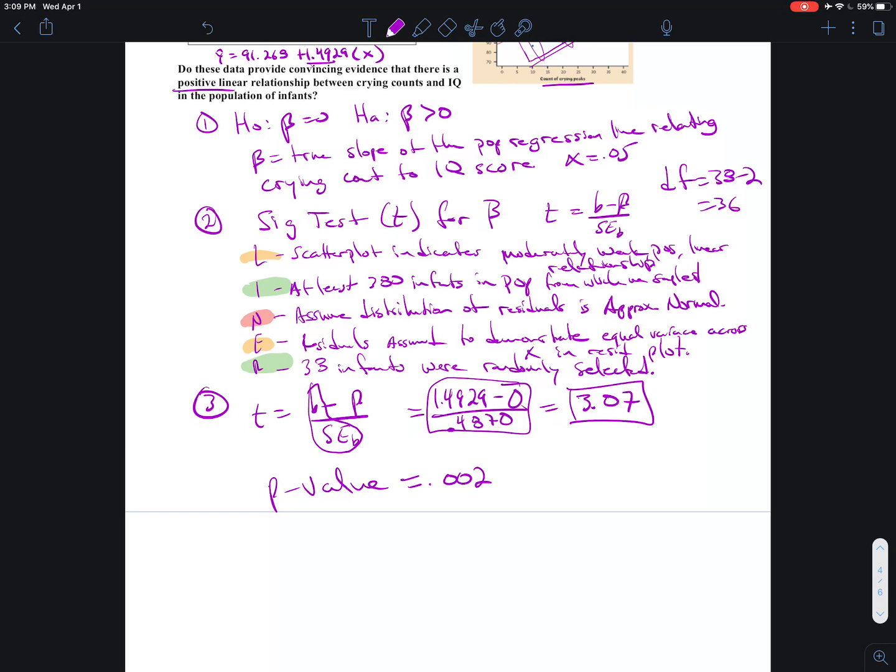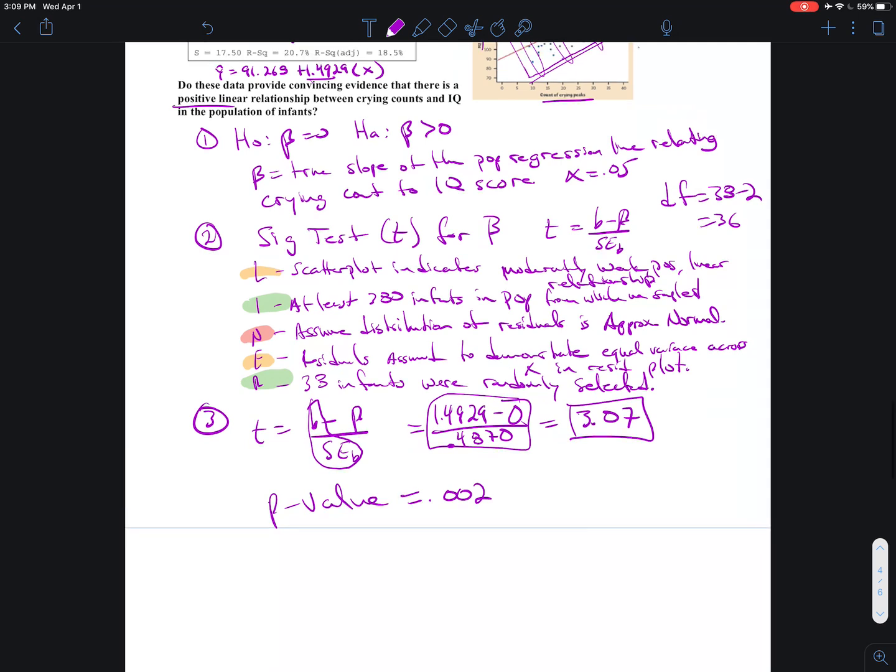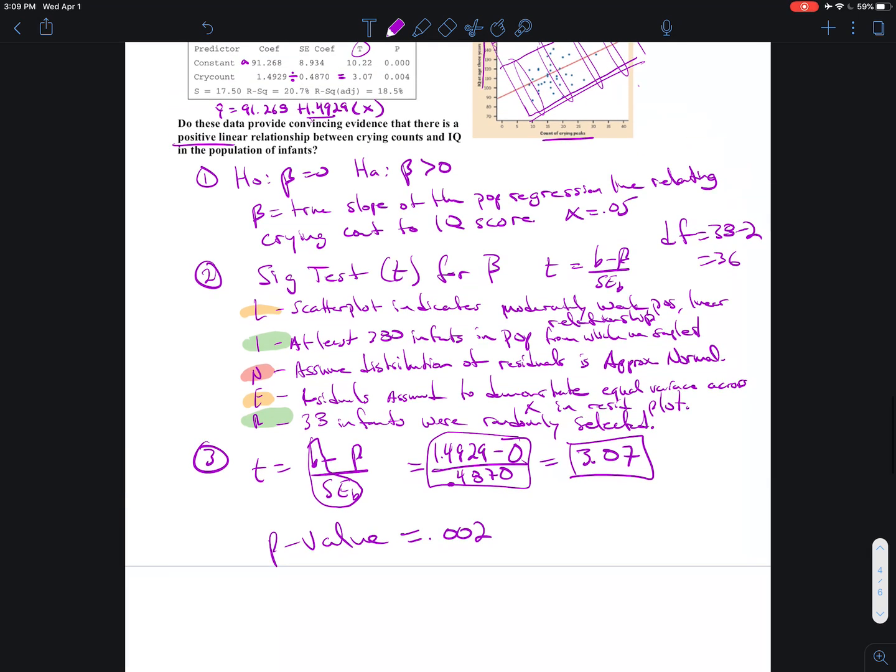You could also look it up. There's a number of ways to get this p-value. One would be to look it up in your table, and you could bound it between 0.001 and 0.005. I'm not looking at the t-table right this second, but I think it's between those two values.